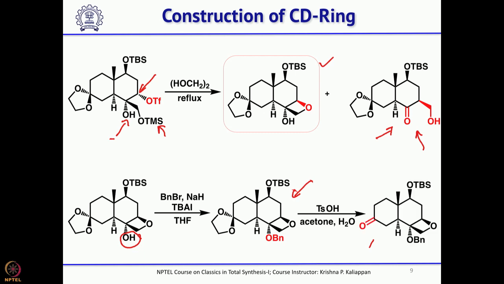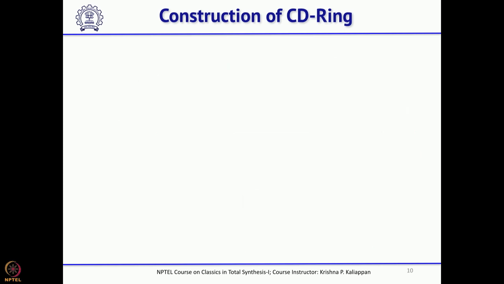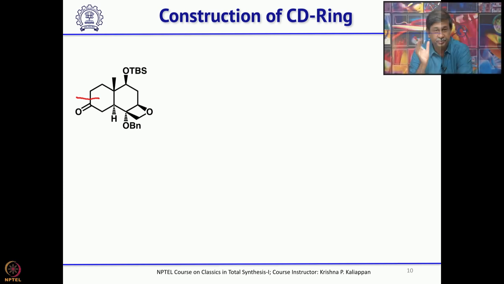Then you have to remove the ketal. As you know, this six-membered ring now should be converted into an eight-membered ring, isn't it? So for that you have to remove the ketal to the ketone, which is easily achieved by treating with toluenesulfonic acid and acetone in the presence of water. So now you have the ketone and you have to cleave this carbon-carbon bond.